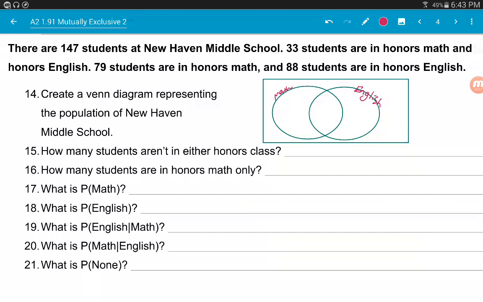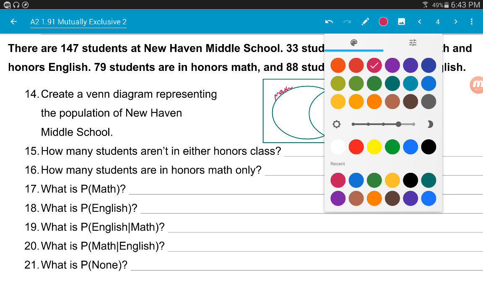Now, it says that there are 147 students at New Haven Middle School. 33 students are in Honors Math and Honors English. 79 are in Honors Math, and 88 students are in Honors English.